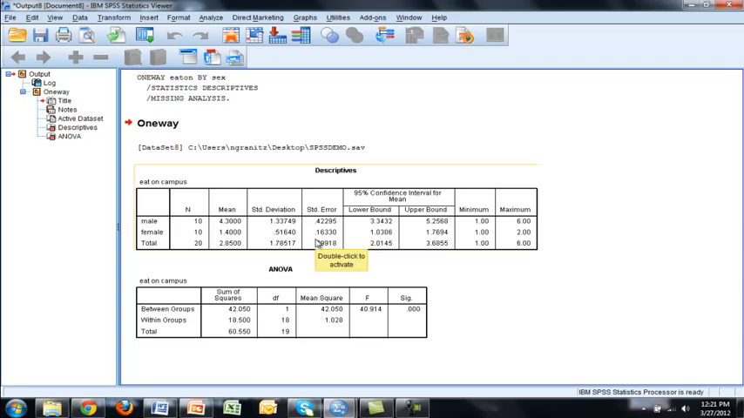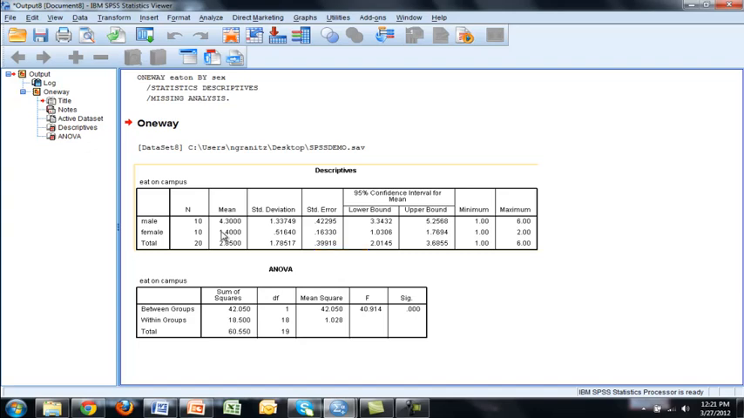And we have our tables here. The numbers you're interested in here are male, female. Males eat on campus, the mean of 4.3. Females eat on campus, their mean of 1.4. Looking at this table, it seems there is a difference with males eating more on campus. But I need to see if it's statistically significant.